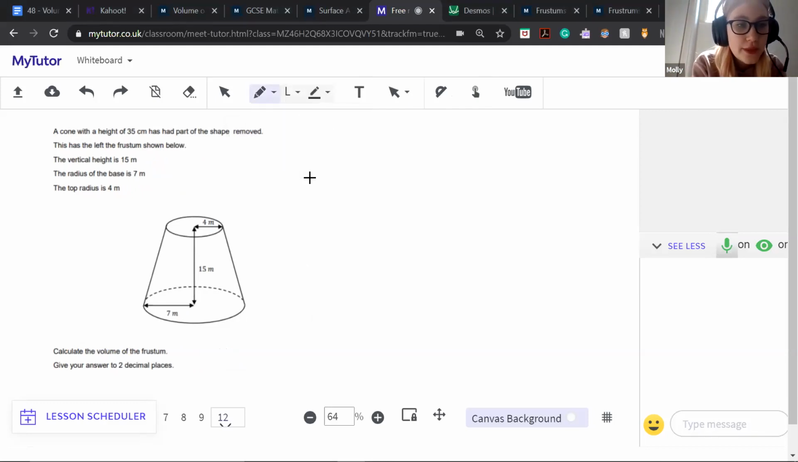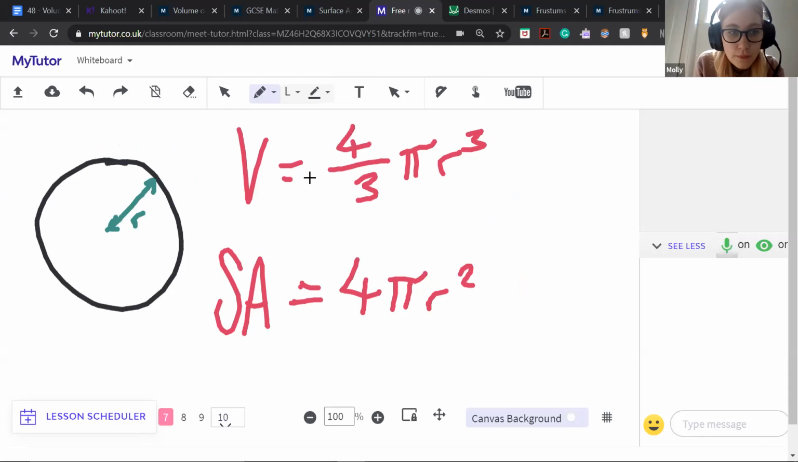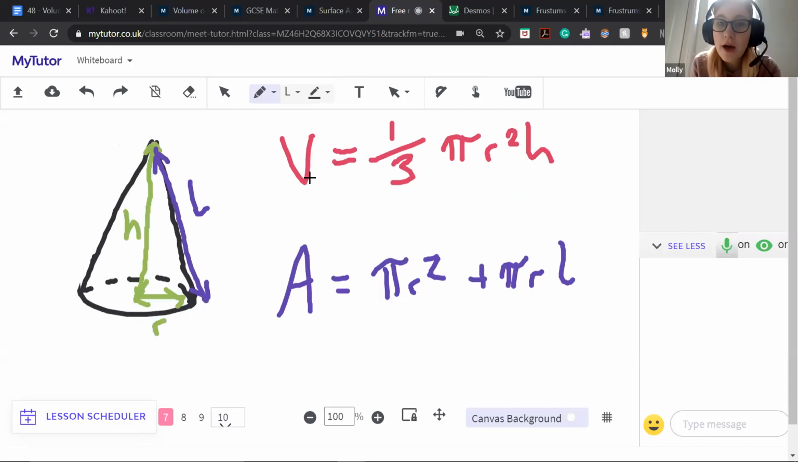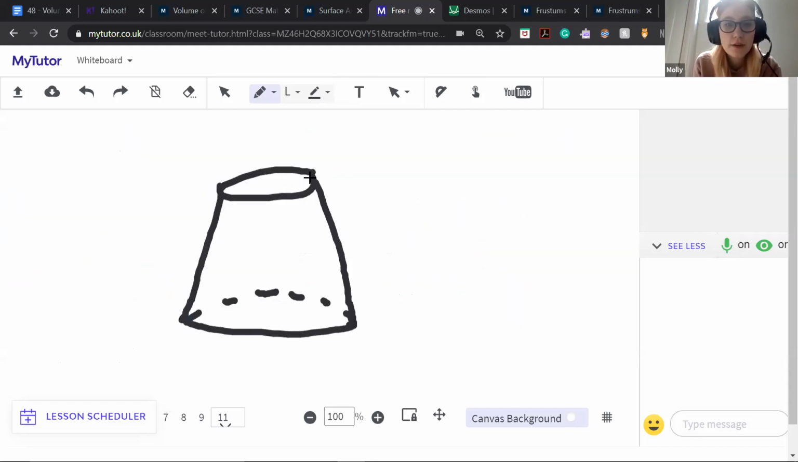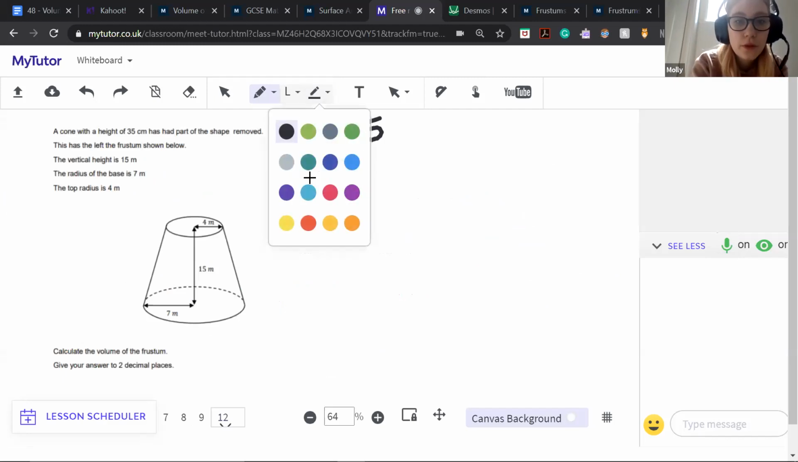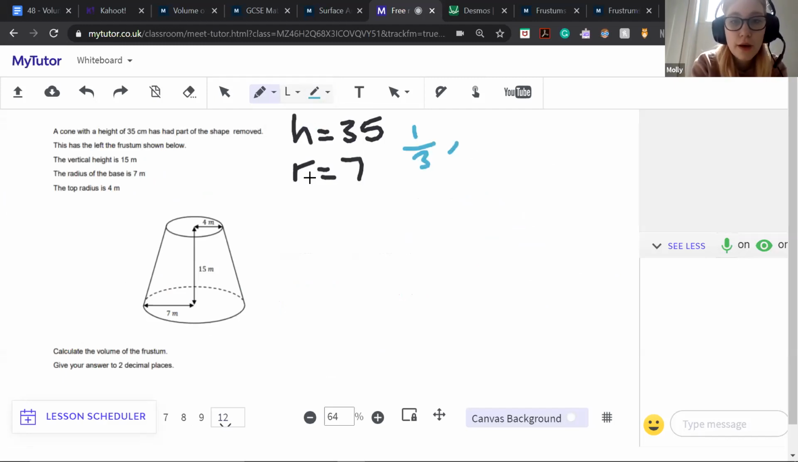Okay, so the volume of the large cone, let's do that one first. Well, we know that it originally had a height of 35 centimeters, so h was 35, and we can see here that the radius is 7. So we just recall the formula for that volume, which is 1/3 of pi r squared h.